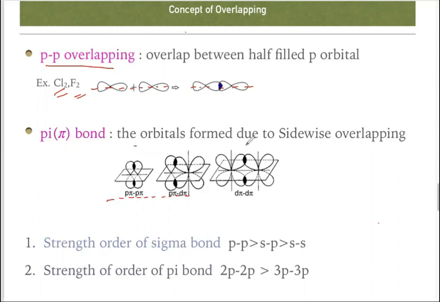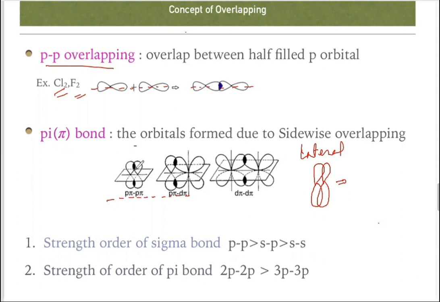So how will the pi bond form? A pi bond forms due to sidewise overlapping. You can also say lateral overlapping. That means, let's suppose this is one p orbital. If the other p orbital overlaps laterally with it, this kind of lateral overlapping will produce a pi bond.